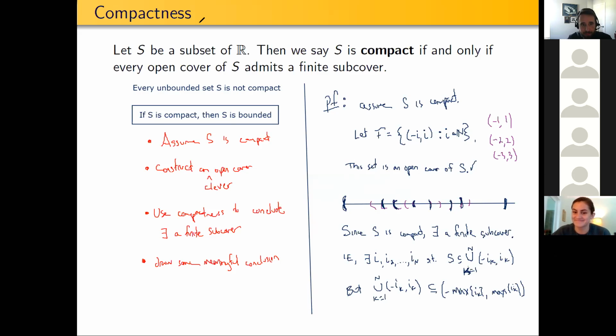So much of the power of this argument came from choosing this set right here, this capital F, or the script F. Once we chose that as our open cover, then knowing that S is compact and drawing a finite subcover let us draw some conclusions, namely that it was bounded in this region here. And so the entire set itself was bounded.